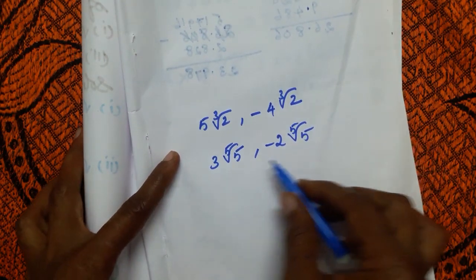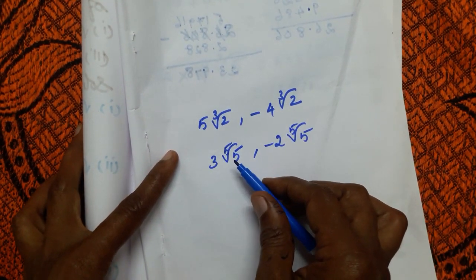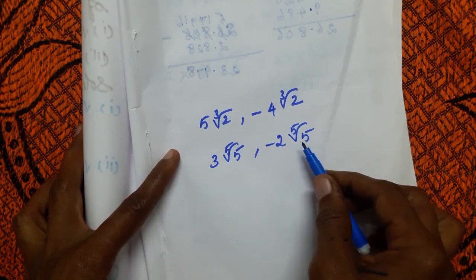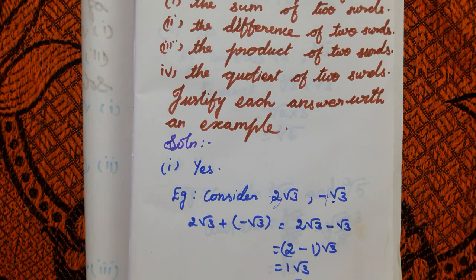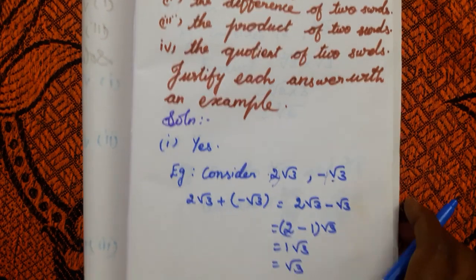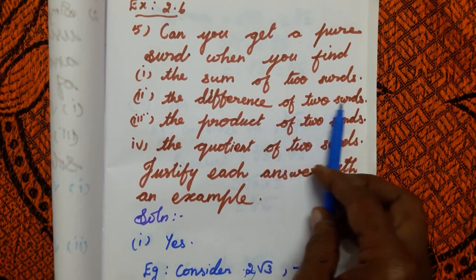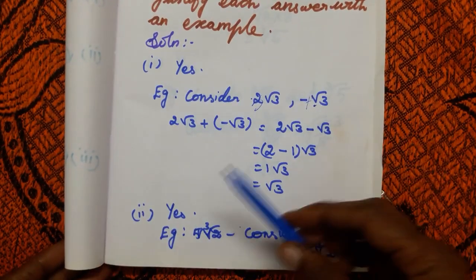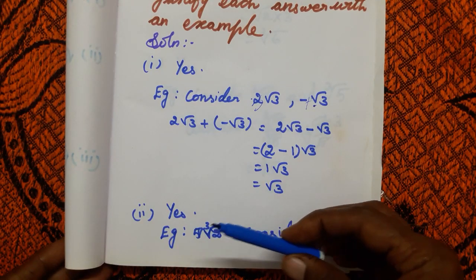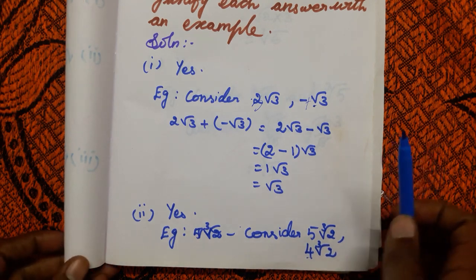When we are adding this, what are we getting? 1 fifth root of 5. That is a pure surd. Okay. Next, second question: difference of two surds. Can we give an example for the difference of two surds to be a pure surd? Yes, we can give an example.